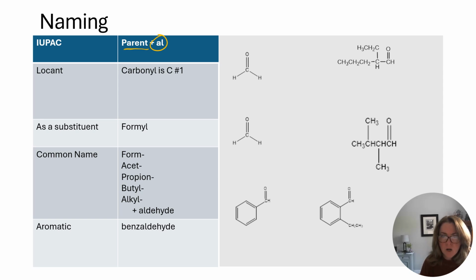So let's start with this first one here. For this first one, I have 1 carbon. So my parent would be meth. I'm going to drop the e and replace that with an -al. So this would be methanal.